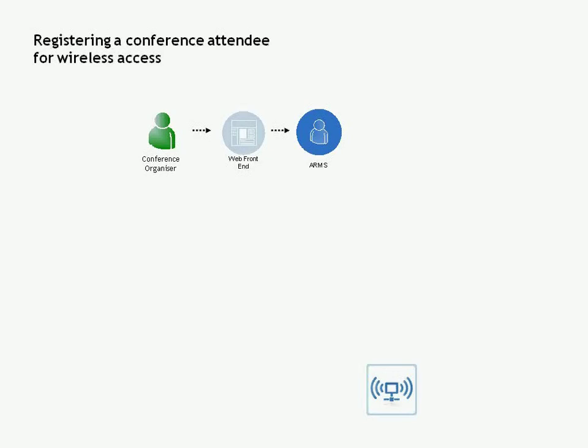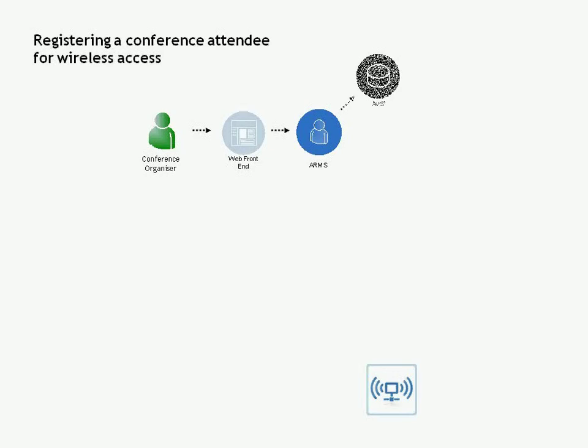So on the slide we have the wireless hotspot shown at the bottom, and the little green man is the conference organizer, and whether that's somebody on the day on reception who's creating accounts as the conference attendees arrive, which may not be practical, or it could be the conference organizer sat in their office uploading a spreadsheet of accounts. So either or. In this case we're just focusing on a single conference attendee. So the conference organizer goes through the ARMS web front end, adds the user to ARMS.